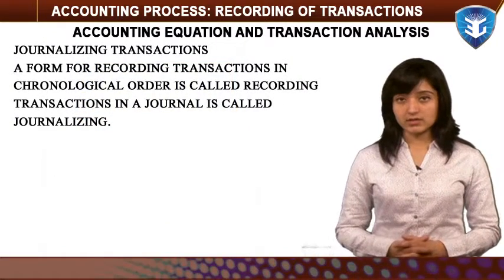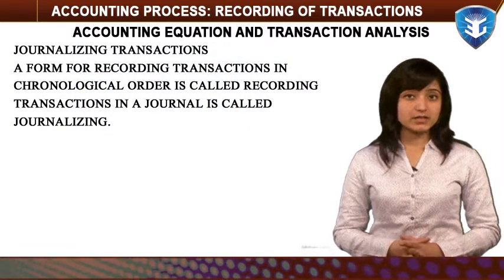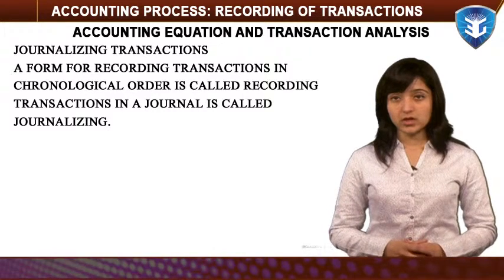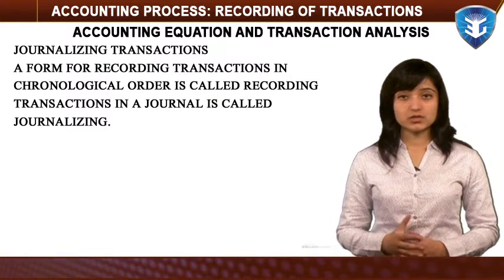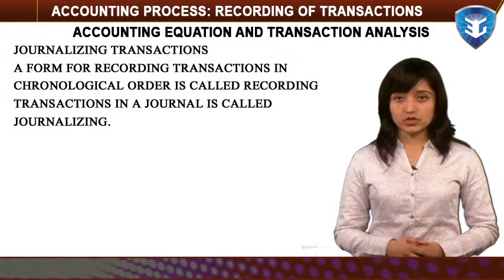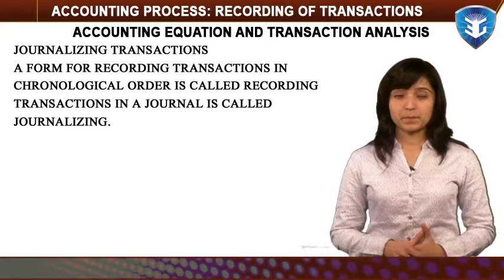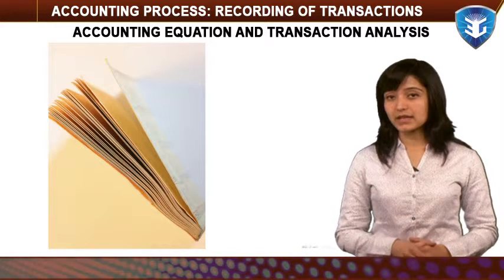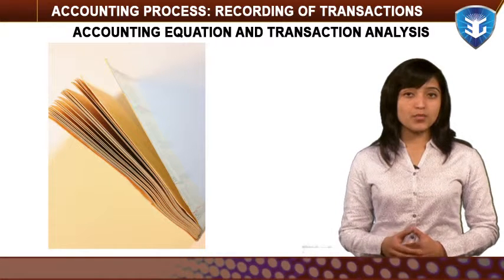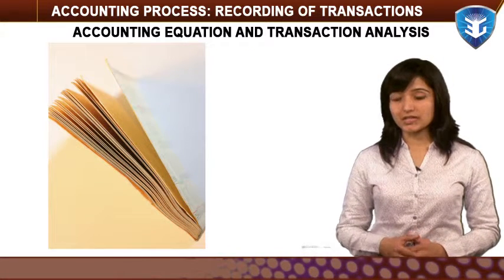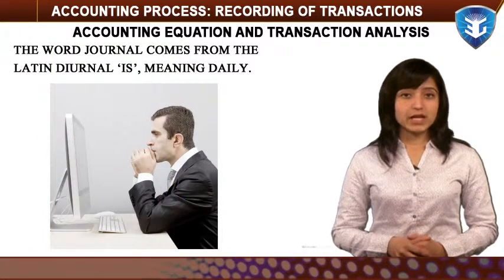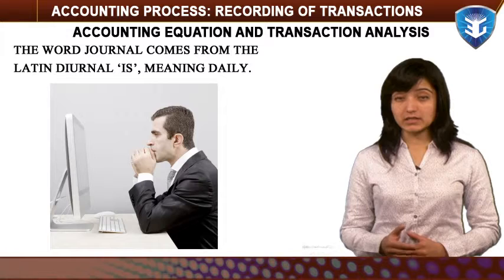Journalizing transactions. Transactions are analyzed into debit and credit parts before information is recorded. Recording transactions in chronological order in a journal is called journalizing. Transactions could be recorded in the accounting equation. However, most companies wish to create a more permanent record by recording transactions in a journal. The word journal comes from the Latin diurnal, meaning daily.